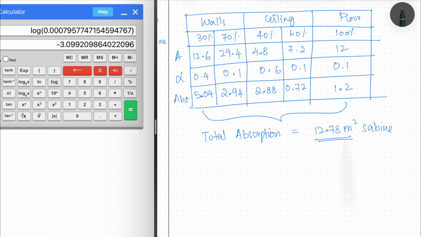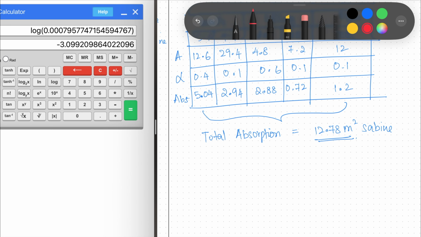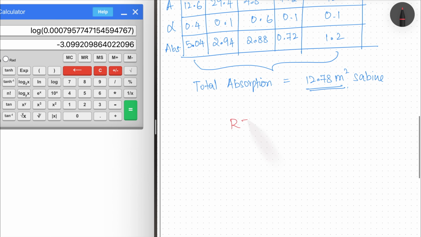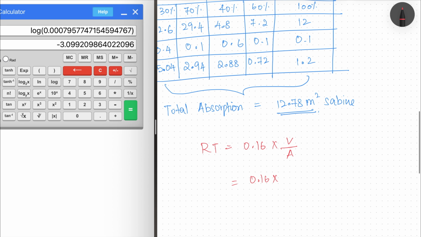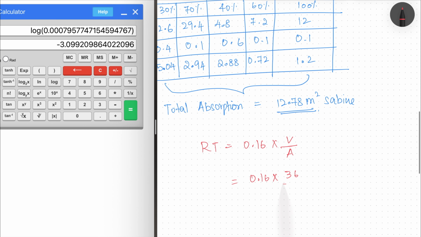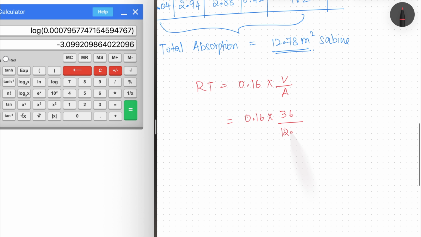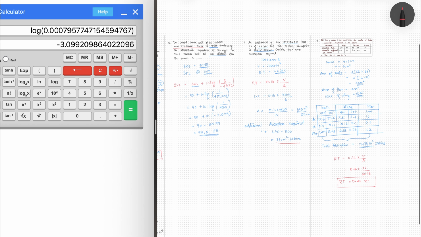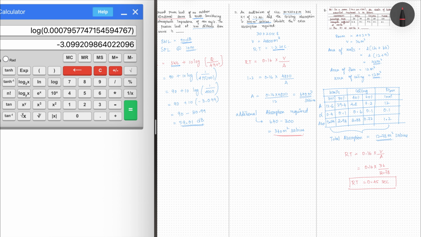Now that we found this, let's just put it to our RT formula. So RT is equal to 0.16 into V by A. So 0.16 into volume, we found it to be 36 meter cube. So 36 divided by 12.78, and you'll find RT is equal to 0.45 seconds. So I hope this video was clear and all the sums are clear, and we are done with our acoustics.